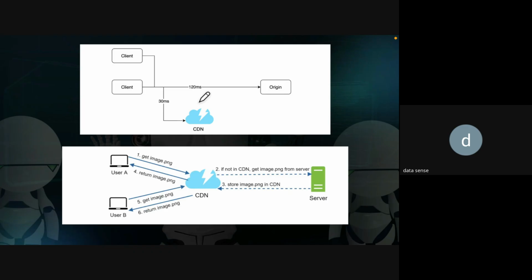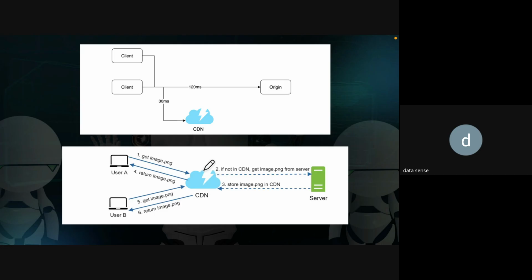So for example, let us say I'm located in a particular city. Whatever the nearest CDN center (content delivery network) is, I will get the response from there. Suppose user A requests an image, saying I need a particular image. First of all, that information will not go to the server. It will go to a CDN, which will check whether that information is present in the CDN or not.